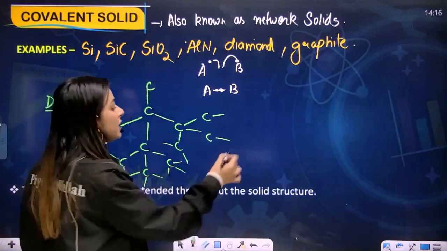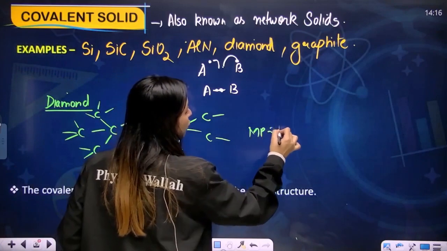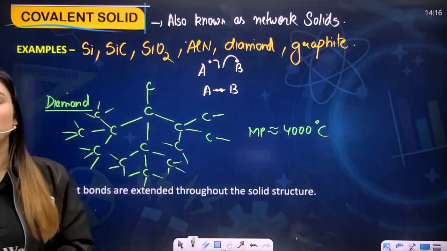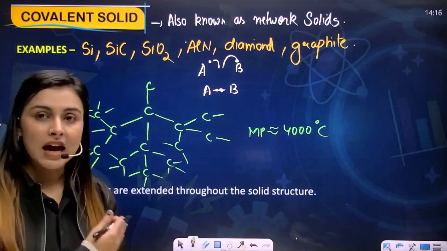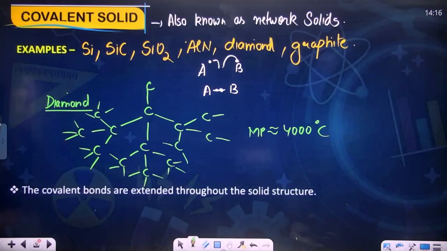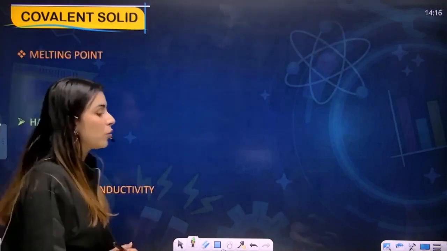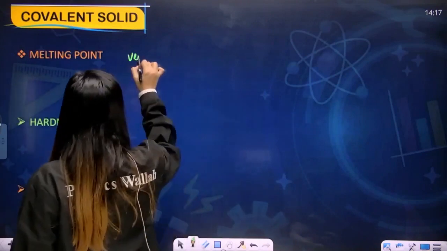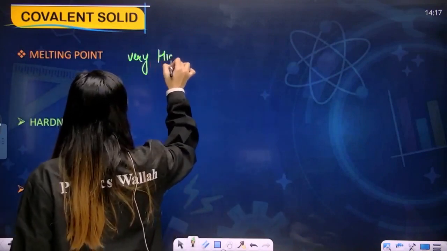It has a melting point around 4000 degrees Celsius. This is so high. This bonding is so strong. You can just have a look here. Perfect, my dear students. So you can draw this diagram if you want to, and then we'll move forward. I hope you've drawn it. Now let's talk about the melting point. We'll say that it has a very, very high melting point.